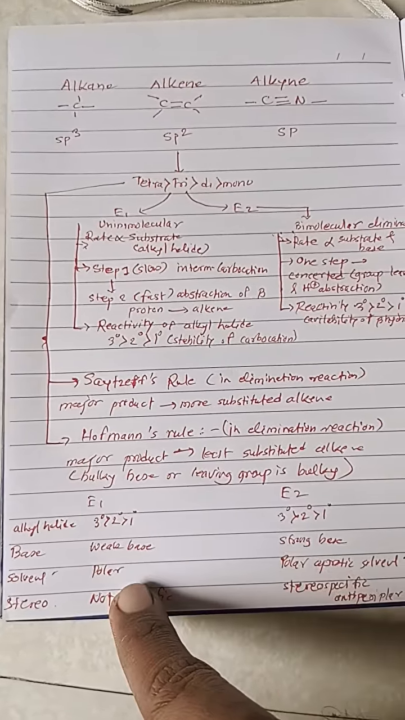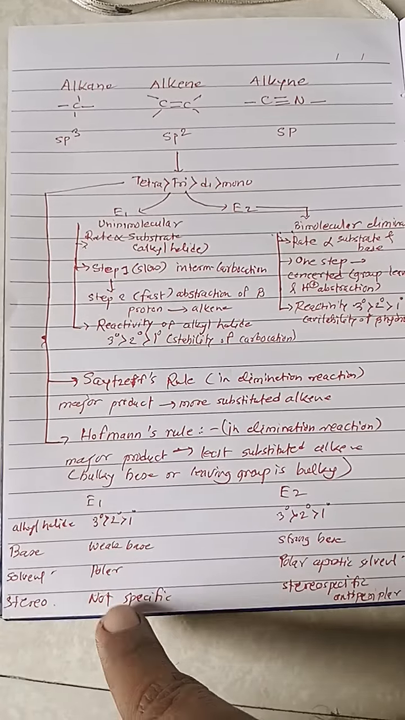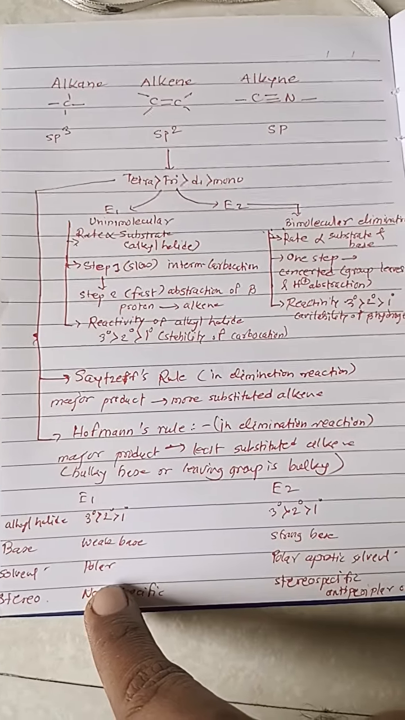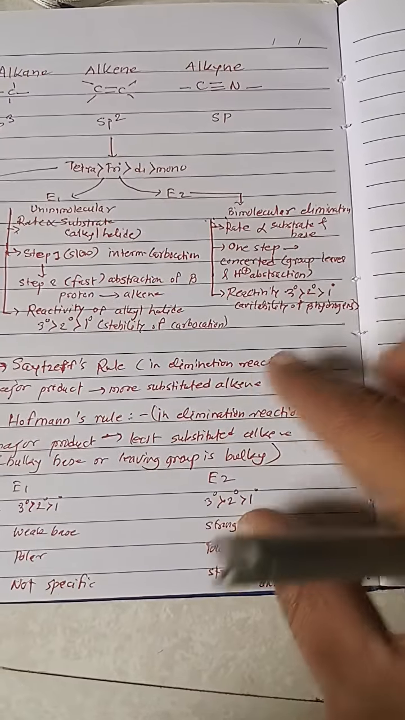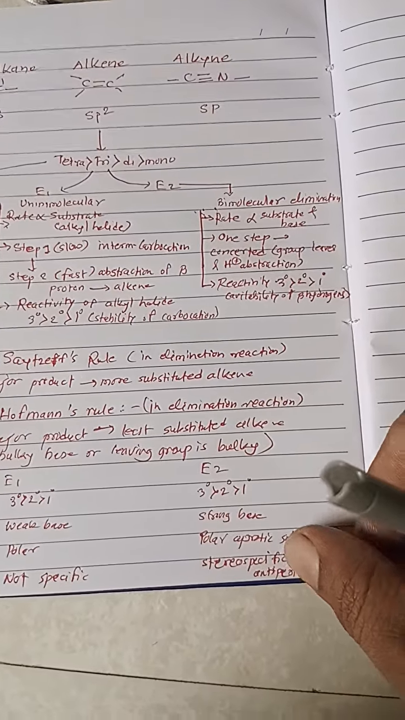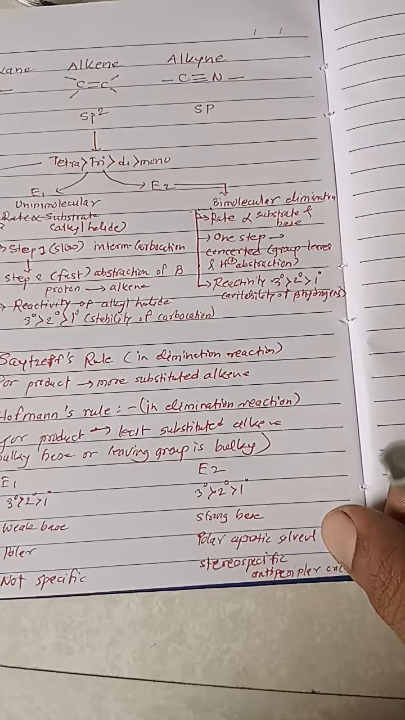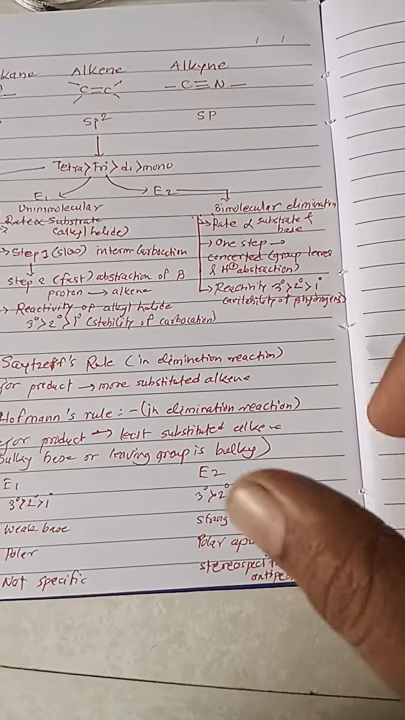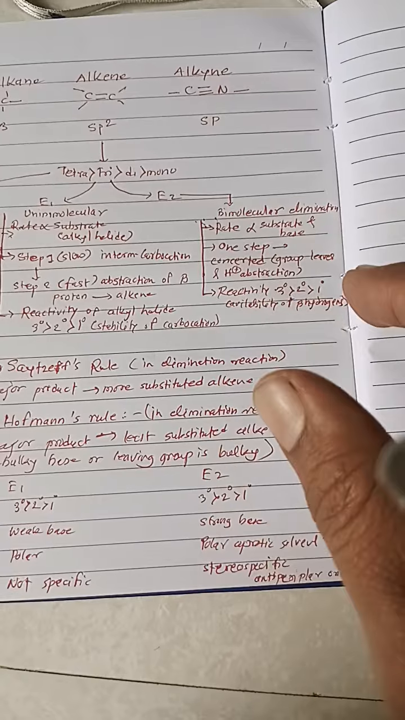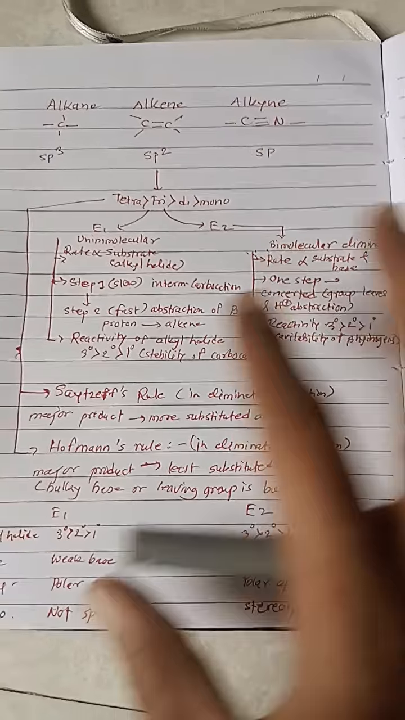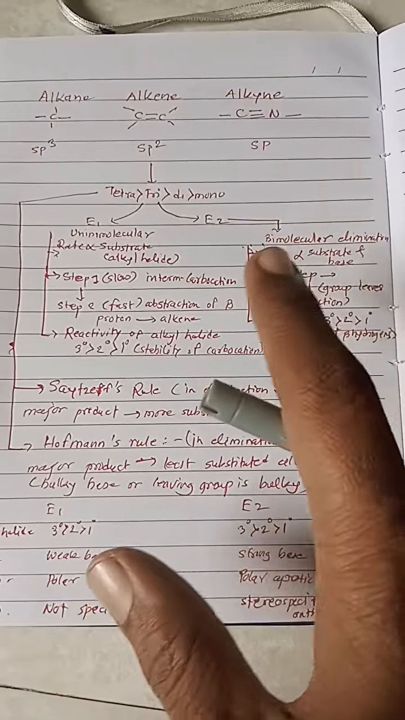As far as the stereochemistry is concerned, there is no specific stereochemistry in E1, but in the case of the E2 mechanism, the stereochemistry is specific. It's a stereospecific reaction where anti-periplanar orientation is required. The leaving group and the proton being abstracted should be opposite. So this is in short the whole story of alkene.